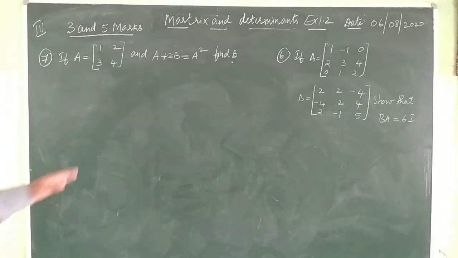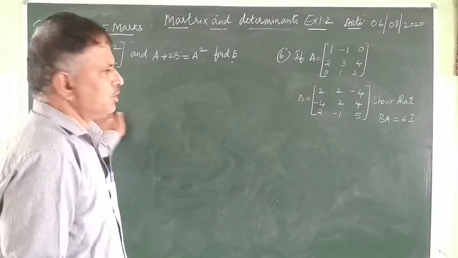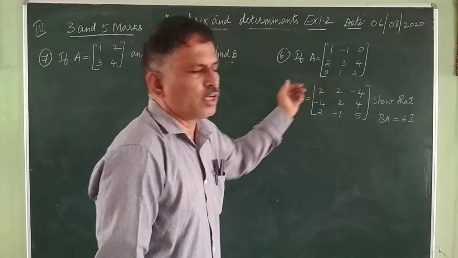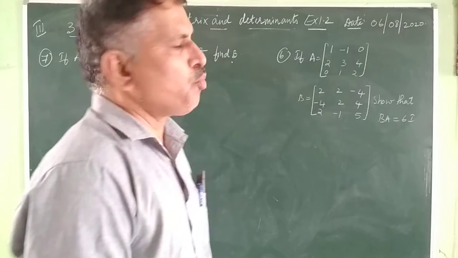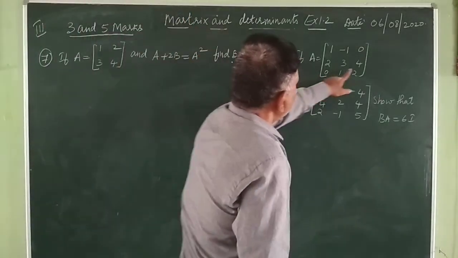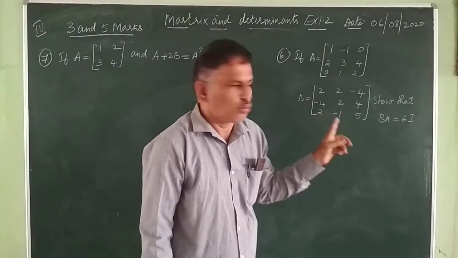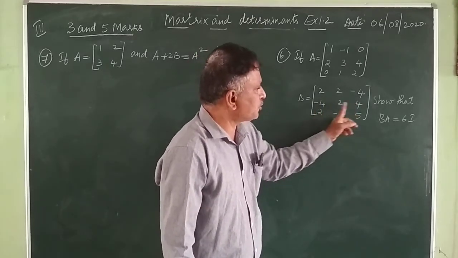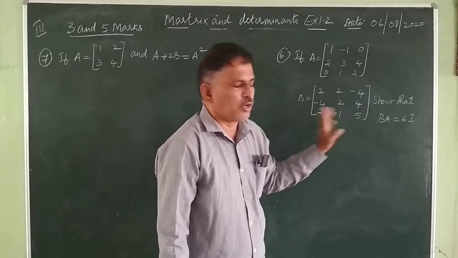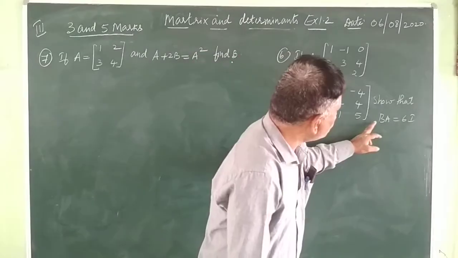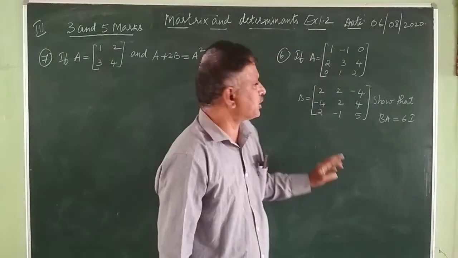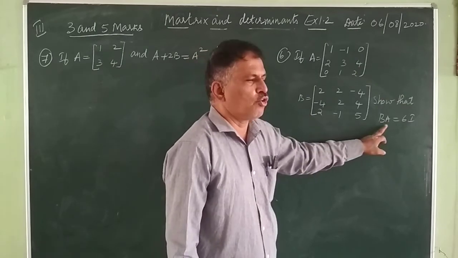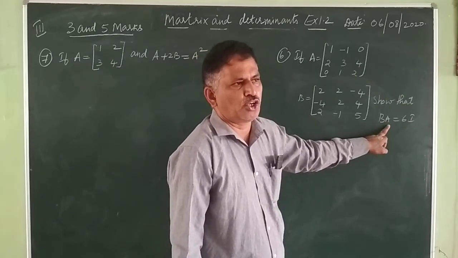Yes, sir. Next I have taken the 7th question. The 6th question is homework. Given A equals 1, minus 1, 0, 2, 3, 4, 0, 1, 2, and matrix B equals 2, 2, minus 4, minus 4, 2, 4, 2, minus 1, 5. He is asking you to show that BA is equal to 6I. So what you have to do is multiply matrix B into A.